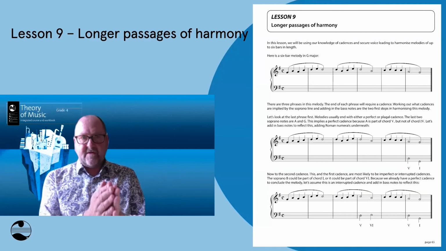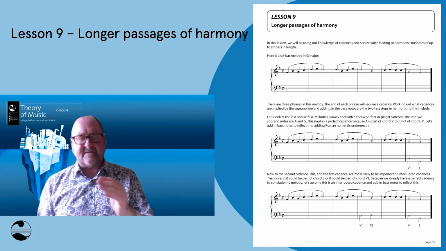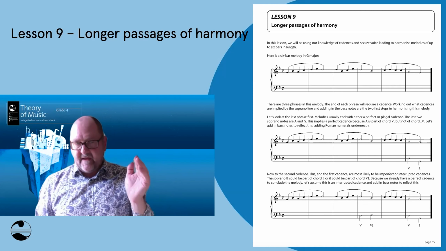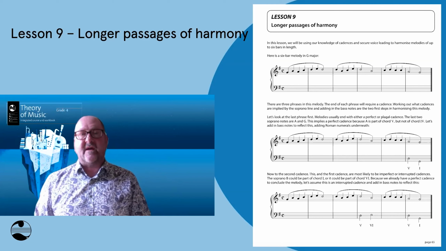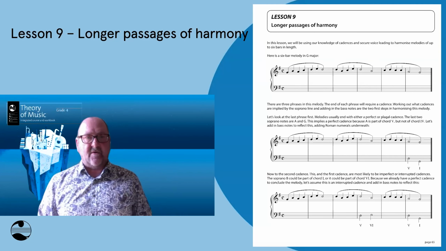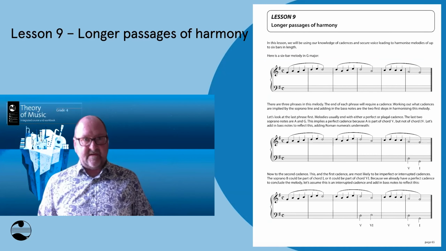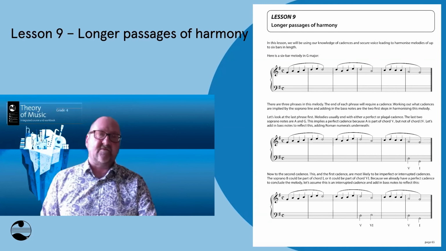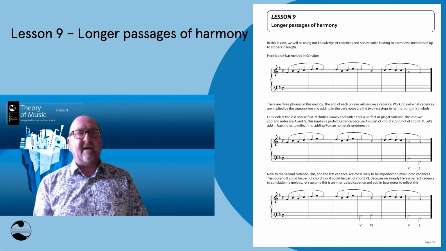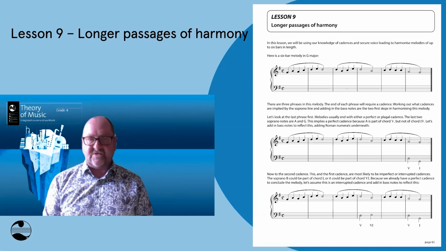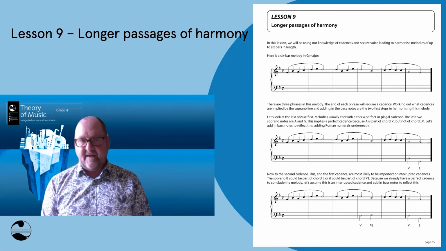So you look at this and you analyze it. So there are 3 phrase marks. The end of each phrase is going to indicate a cadence. You therefore have to work out what kind of cadence it's going to be. And I usually start at the end. So you'll see in the middle system, the last cadence, you've got an A in the top line going to a G. That would probably indicate a perfect cadence, 5-1. So we put that in.